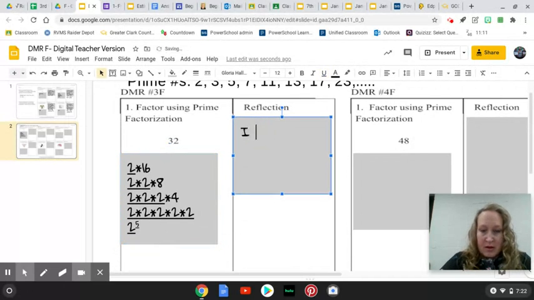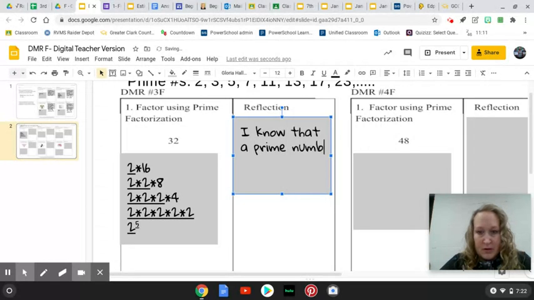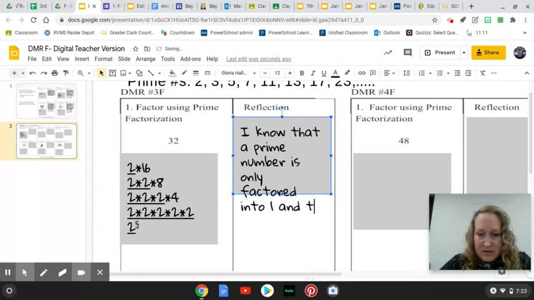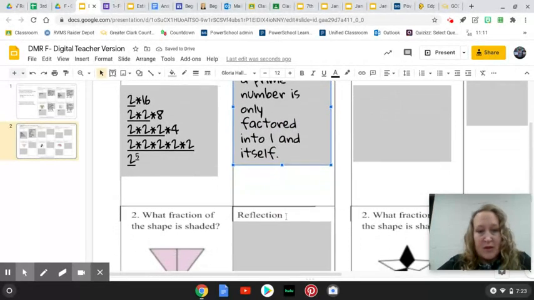Reflection. I know that a prime number is only multiplied, is only factored into 1 and itself. So there is a reflection for that one.